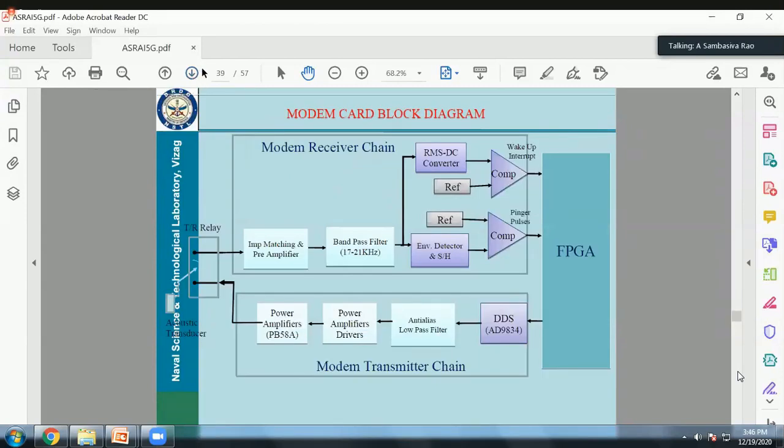This is the modem. We developed a DDS 9834, and this is the receiving chain FPGA. What I have discussed, this is the software. We can control the parameters from the FPGA, power amplifier, receiving chain. Okay, this is what we have developed. Next.